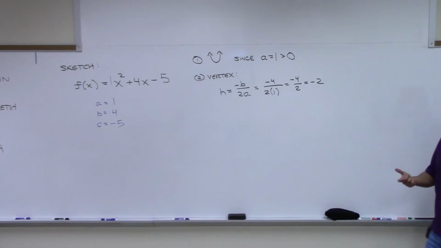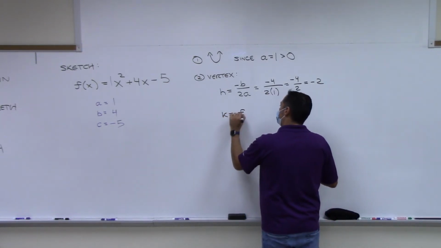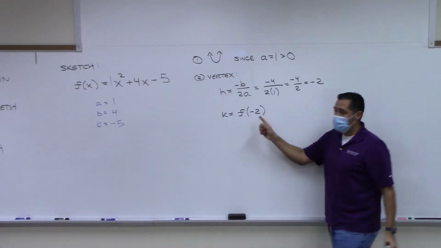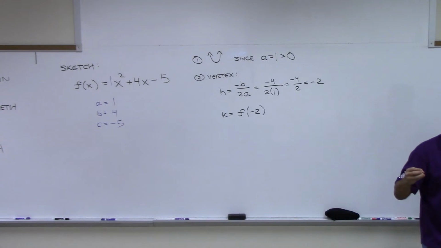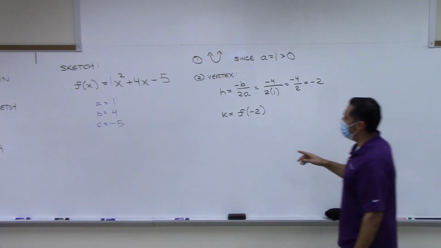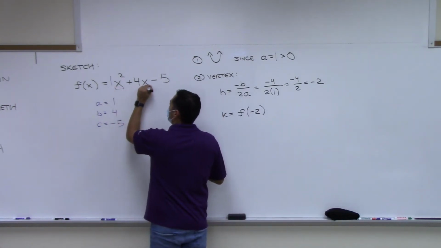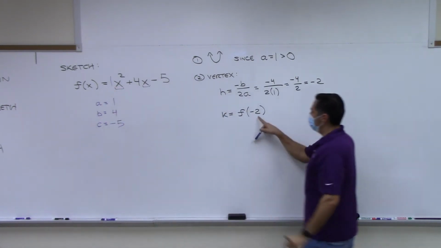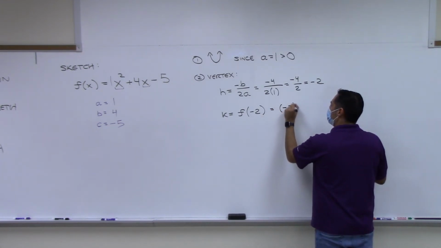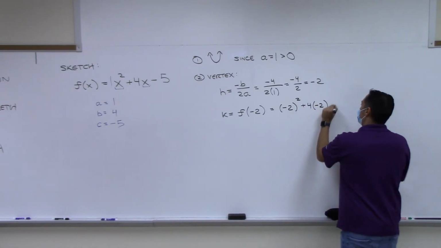Now, to get k, we're going to take our function and plug this answer into it. So we talked about this last class, right? Evaluating a function, taking a number and plugging it into a function. So I'm going to go back to my original function, and everywhere I see an x, I'm going to replace it with negative 2. So it's going to look like this. Negative 2 squared plus 4 times negative 2 minus 5.